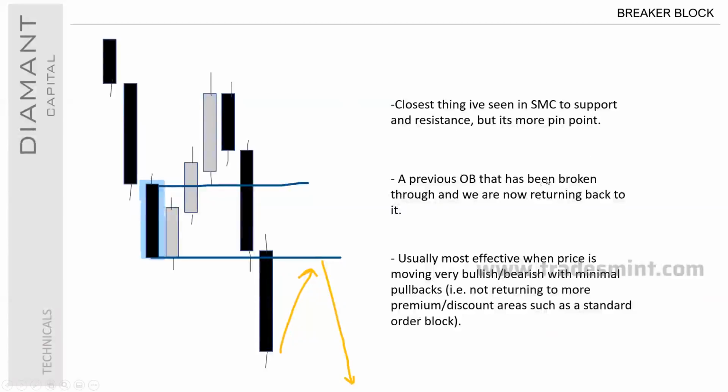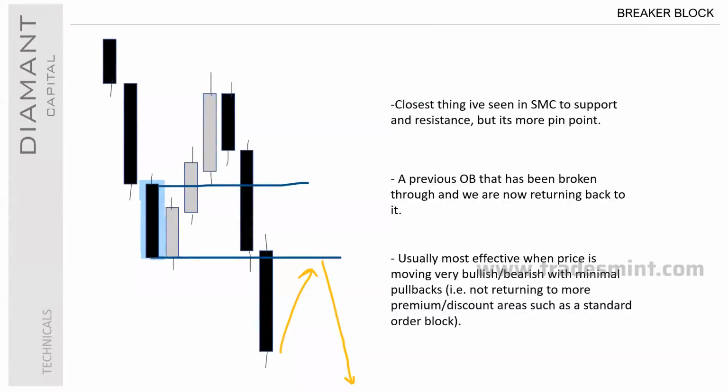So what it is, a previous order block that has been broken through. We've smashed right through it to the downside, and now we're returning back to it. Usually it's most effective when prices move in very bullish or bearish with minimal pullbacks. So what do I mean by that? Sometimes you're going to get perfect order flow where price moves like this. But how often do you see that? Very rarely. I'm going to be honest.